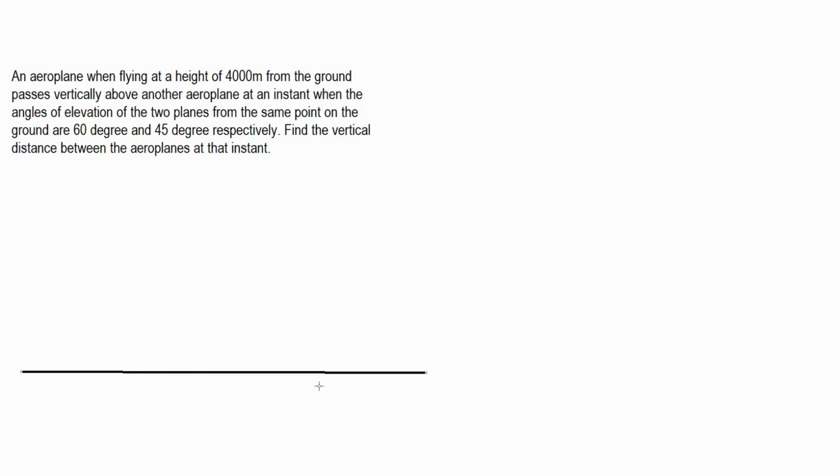This is the ground, and there is an aeroplane which is situated right at this particular point A. This is the aeroplane which is at a height of, so this is aeroplane 1. This is at a height of 4,000 meters. That means this total height above the ground is going to be 4,000 meters. So this particular height therefore is 4,000 meters.